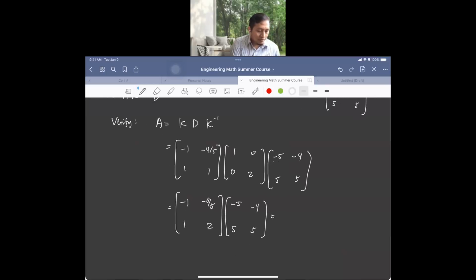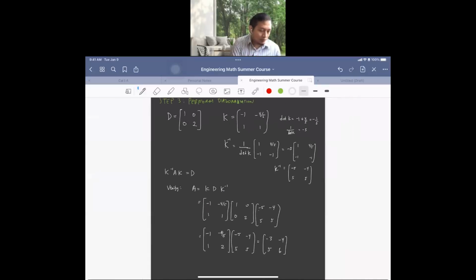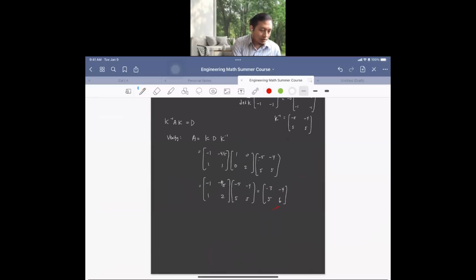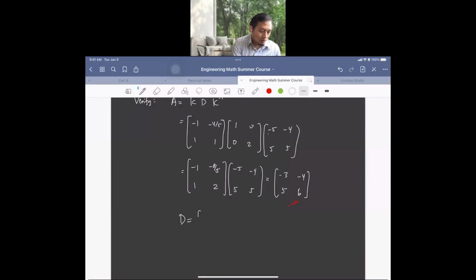And doing one more multiplication. 5 minus 8 is negative 3. Negative 5 plus 10 is 5. 4 minus 8 is minus 4. Minus 4 plus 10 is 6. And this is precisely the A that we have at the beginning, right? So it means that the diagonal D equal to 1, 0, 0, 2 is the diagonalization of A.